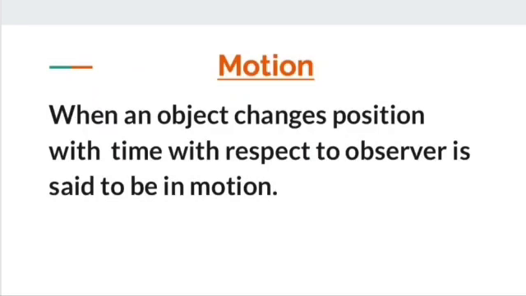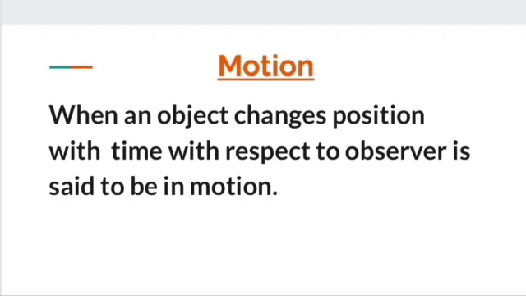Now our next term is motion. Now look at your surrounding. You will see there are many things which are in motion, means there are many things which are moving and some are not moving. So these moving objects change position with time. So when an object changes position with time with respect to an observer, it is said to be in motion.